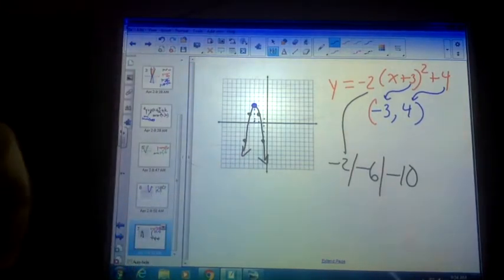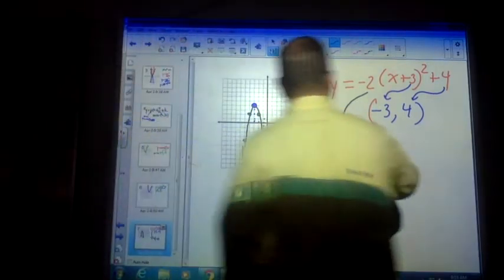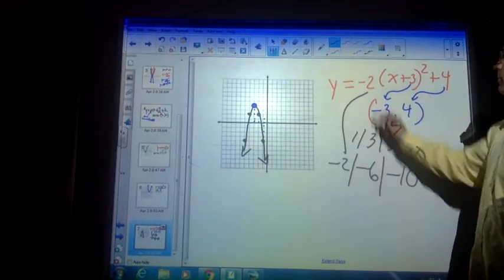Why wouldn't we distribute the -2? Well, order of operations would say you'd have to do the exponent first, so you'd have to go x plus 3, FOIL that out, then distribute the 2 over, and then add the 4 to the constant. Yeah, because you have the 1, 3, 5 rule, because that's a negative.